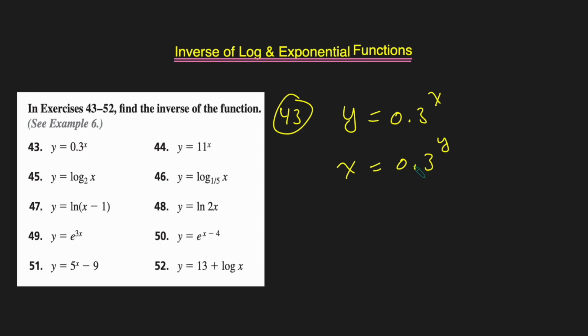Now we need to apply the inverse. Since we have an exponential function, we need to apply the log to the same base. So what do we do? We take the log to the same base. And now these cancel each other, and we end up with log base 0.3 of x equals y.